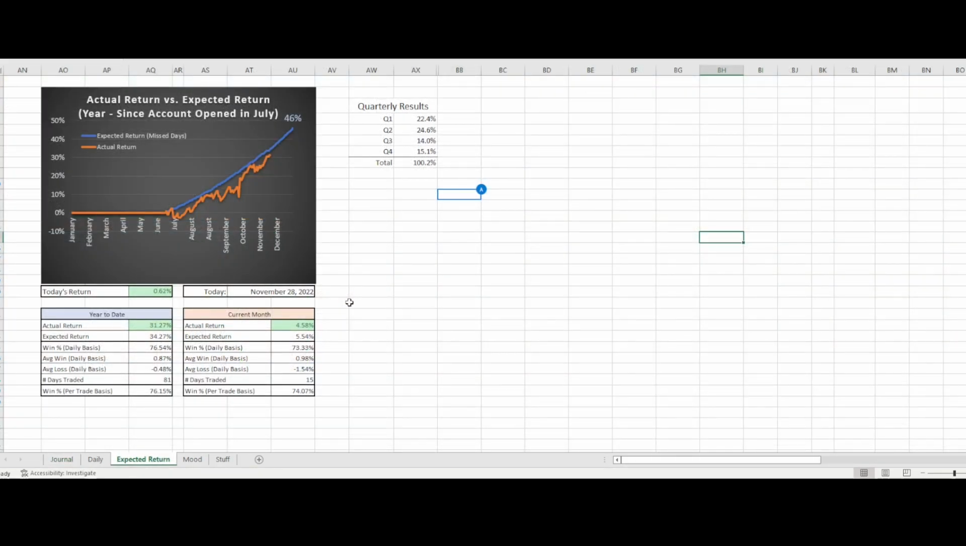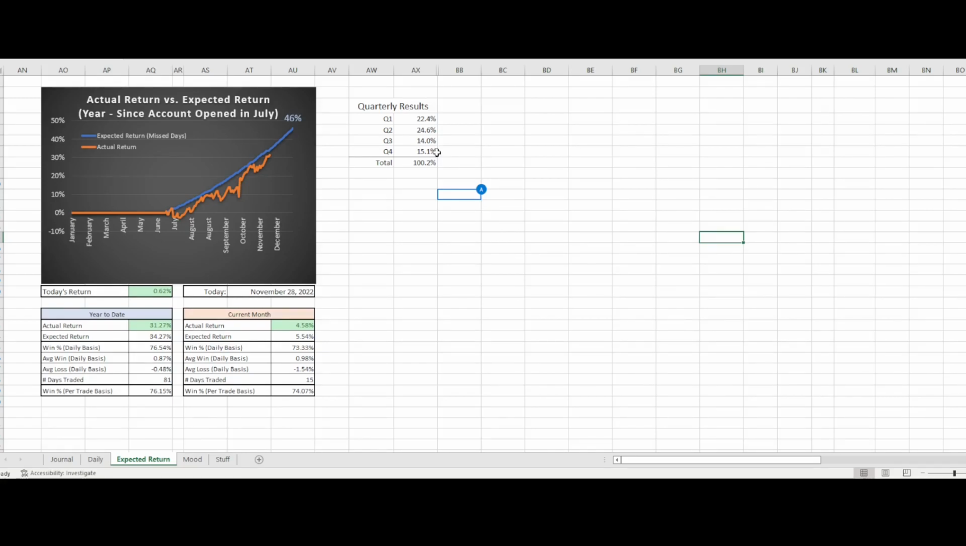Now, in the first quarter, we had a net return of 22.4%, followed by a net return of 24.6% in the second quarter. The third quarter yielded a return of 14%, and so far in this fourth quarter, we're at 15.1%.